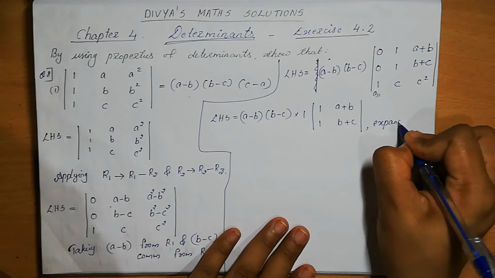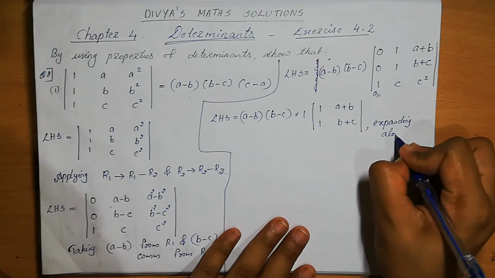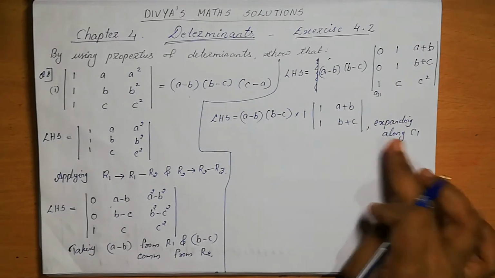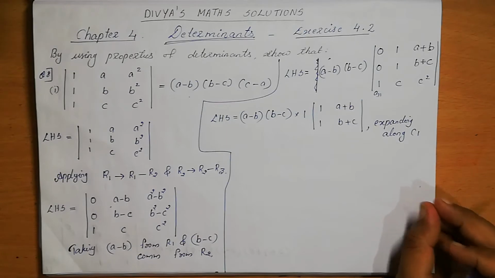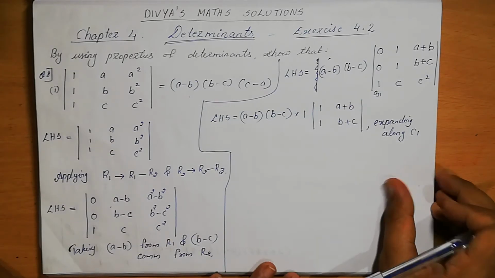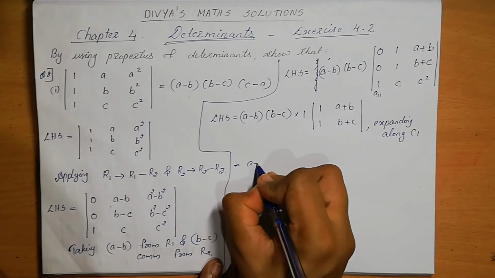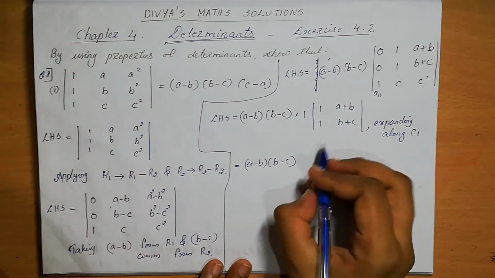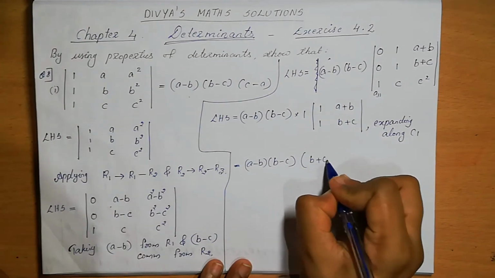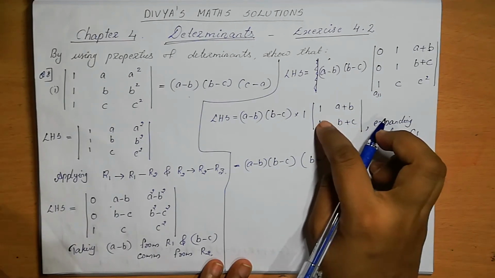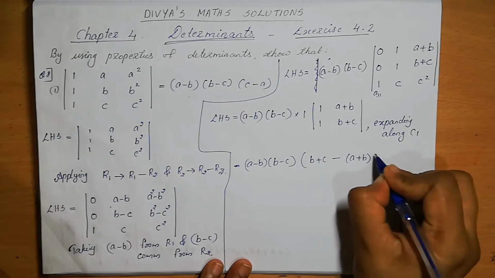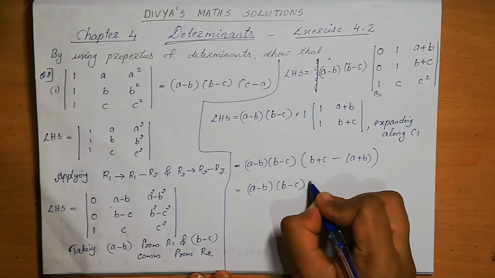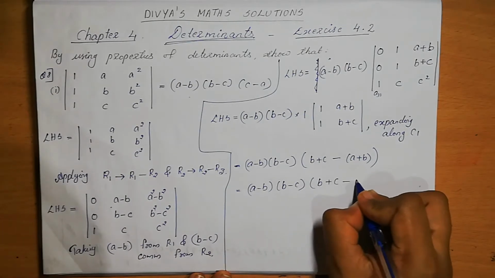Here we are applying expansion along C1. After every step we need to mention which property or which expansion we are applying. So a minus b into b minus c, then cross multiplication. 1 into something means 1 only. So in the bracket b plus c minus, the middle symbol is minus only, right? Minus a plus b. So a minus b, b minus c, (b plus c minus a plus b).